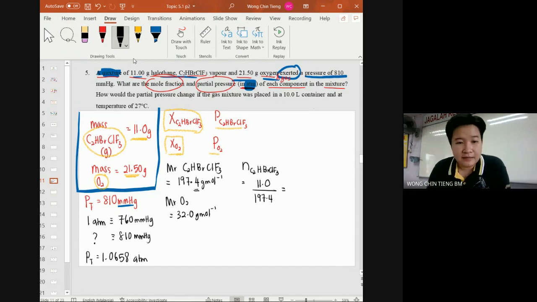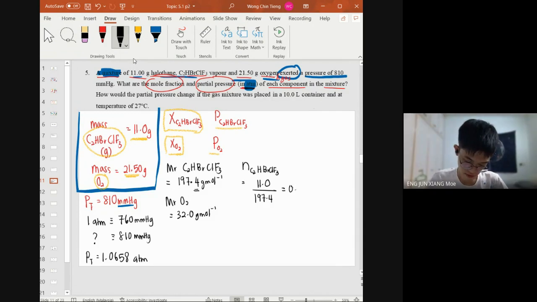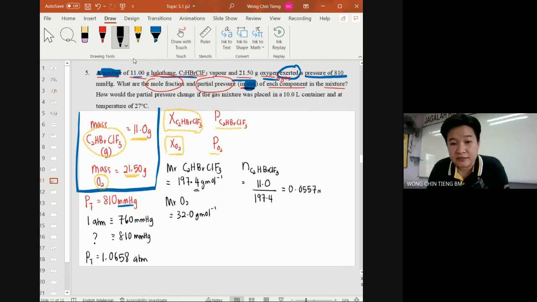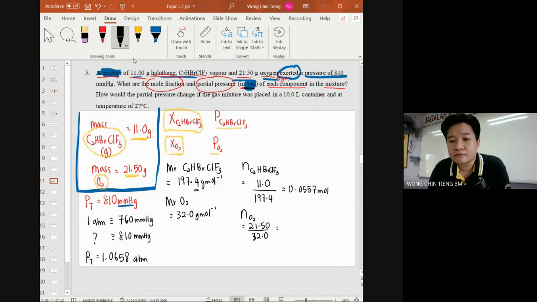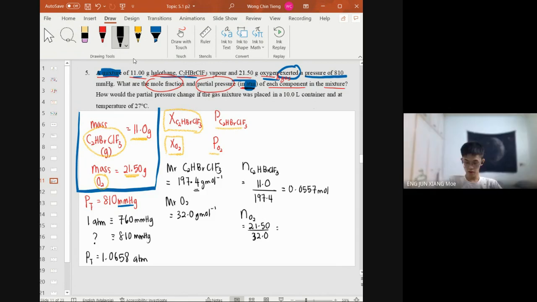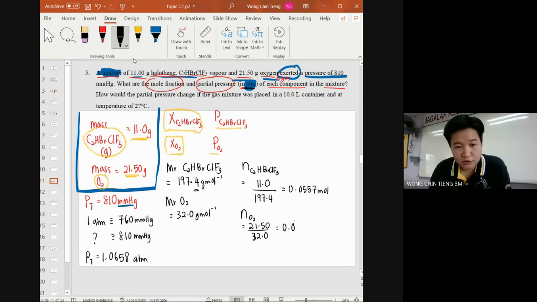Okay, and number of mole: 0.0557. Four decimal places is standard because it's not the final answer. Okay. So next, the number of mole of your oxygen gas will then equal your 21.5 gram over 32 gram per mole. That gives 0.6719 mole. Do the others agree? Alright, number of mole, I have no issue here.